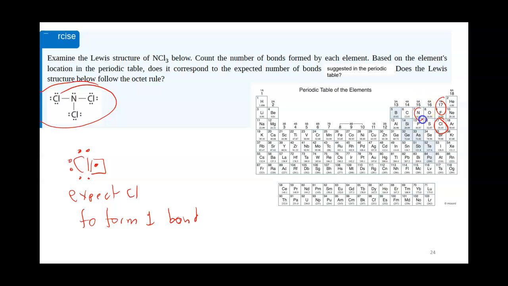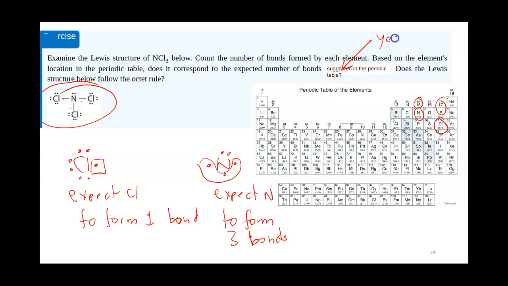Now, if we look where nitrogen is, we see it's in group 5A, so that means that it's going to have 5 dots around it, and we can see that we have 3 unpaired dots, so we expect nitrogen to form 3 bonds. And 1, 2, 3 bonds, it does. So based on the element's location in the periodic table, does it correspond to the expected number of bonds suggested in the periodic table? And the answer is yes.